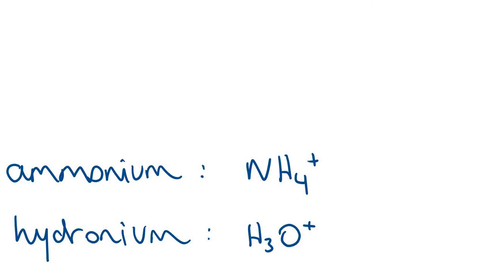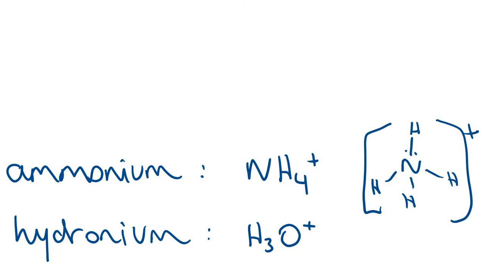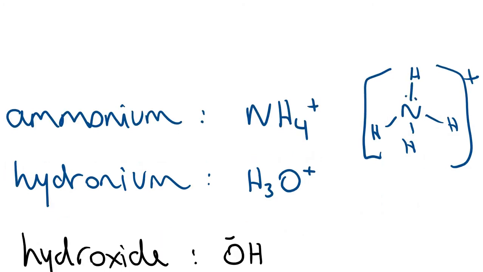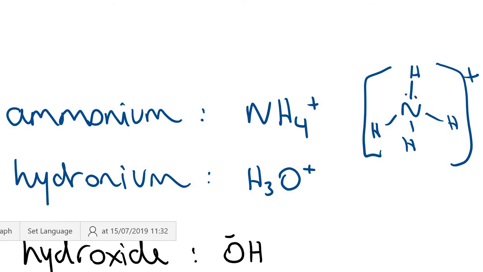Ammonium ion exists where you have an ammonia molecule whose lone pair has been used in a dative covalent bond with a hydrogen ion to form overall the ammonium ion, NH4+. Hydronium ion we came across before in the acids topic. This is where we just have a water molecule whose lone pair is used with the hydrogen ion to form H3O+. The next ions we come across are the negative ones, where we have a hydroxide ion.